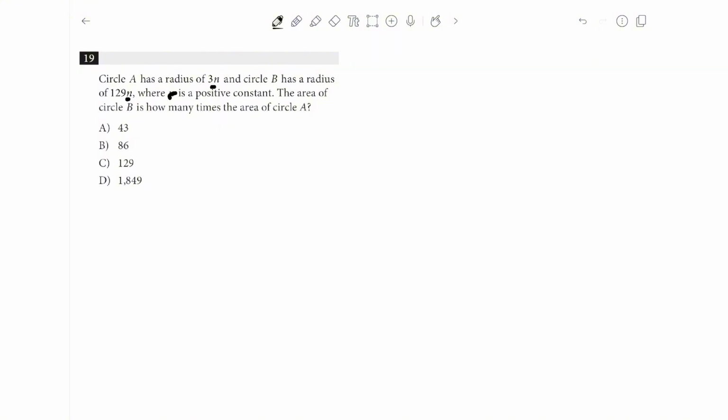It doesn't change anything. It's the same thing as saying that the radius of circle A was, let's say, 6, if in the case n was 2. And then that would mean that the radius of circle B would just be 258, and then we're back to regular numbers. If it's a positive constant and it's the same for both of them, it's basically negligible. Yeah, SAT tests love to throw in stuff like that to confuse you. So let's keep reading the question.